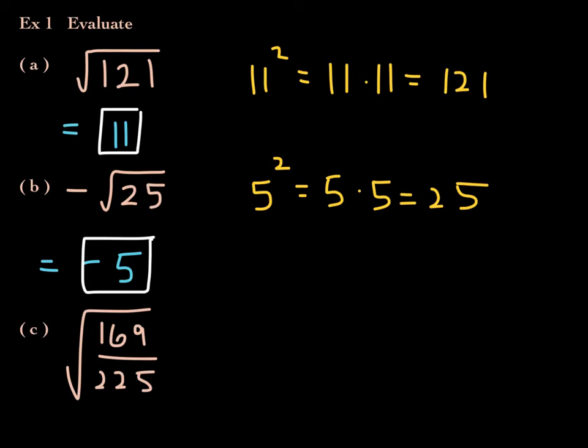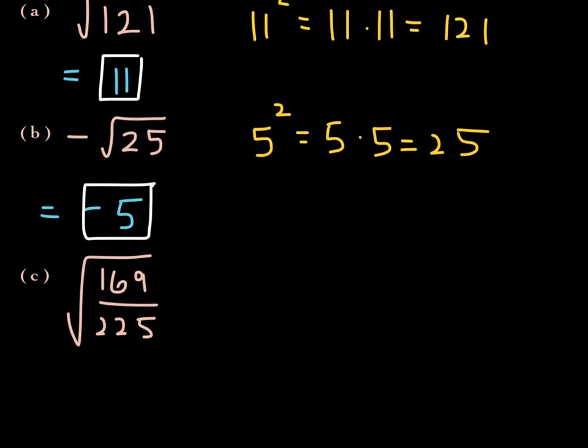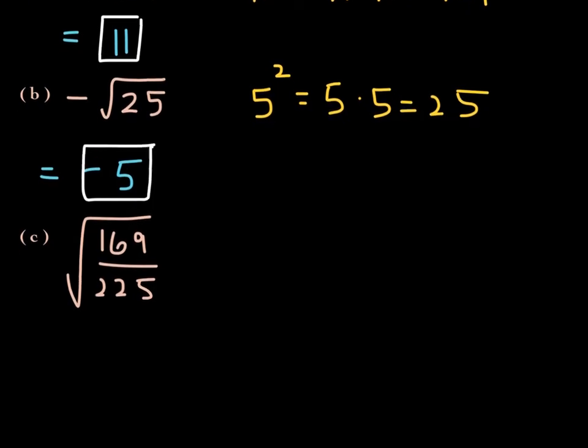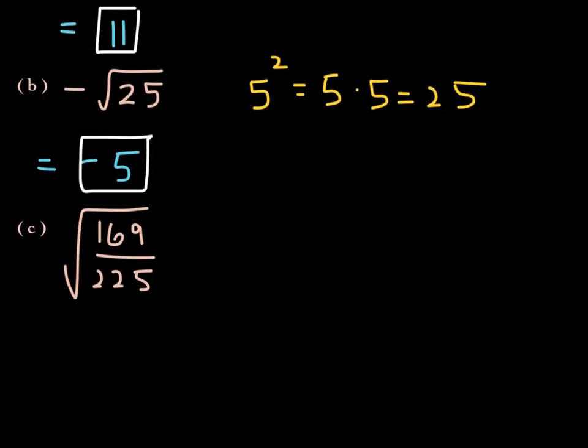The next one says find the principal or the positive square root of 169 over 225. So you have to find the positive real number such that when you square it, you get 169 over 225. Okay, find that fraction such that when you square it, you get 169 over 225. Now, I know that the answer here will be 13/15. That will be the principal square root.